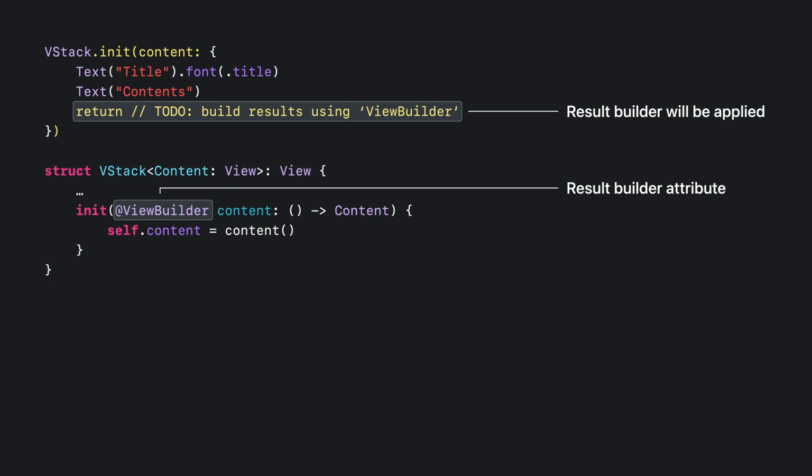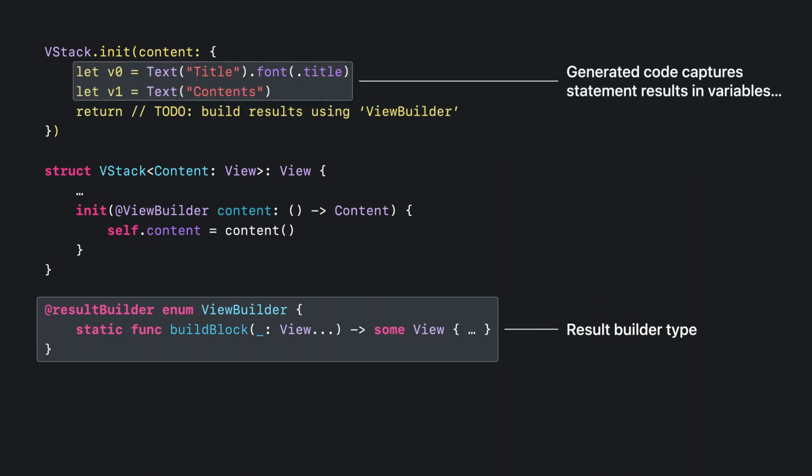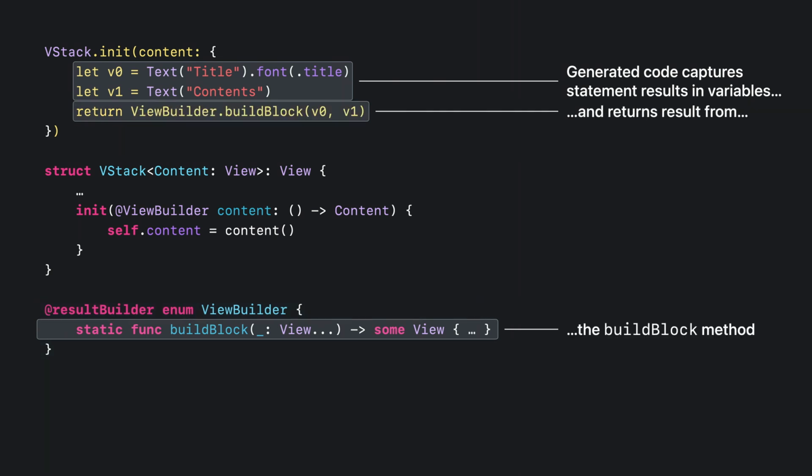But what is ViewBuilder? Well, we look for a type by that name, and we find this type, again in SwiftUI. Note how it has an @resultBuilder attribute on it, to tell the compiler that it's a result builder. Now that Swift has located the result builder type, it starts applying it to the closure. The first thing it does is create variables for all of the statements that produce results. Once it's created these variables, it writes a call to the buildBlock method in ViewBuilder and passes all of those variables to it.